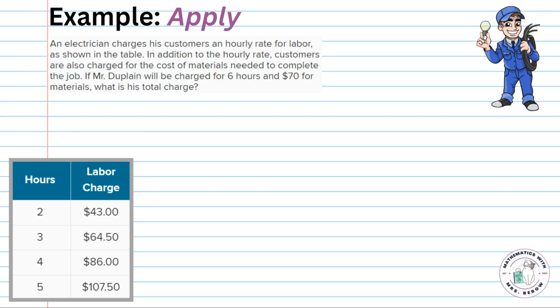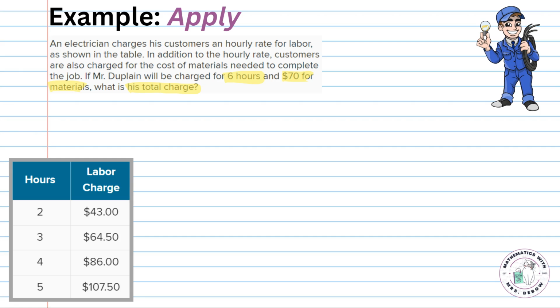So going through and highlighting some of this key information, right? We have this hourly rate, and we know we're going to be doing this for 6 hours. And then we're getting charged $70 for materials, and we're trying to figure out what the total charge is. When we set this up, we're going to actually use the table to start, to help us figure out, well, what is the cost for the 6 hours of labor? Because right now we can see that there's this relationship in this table between hours and the labor charge.